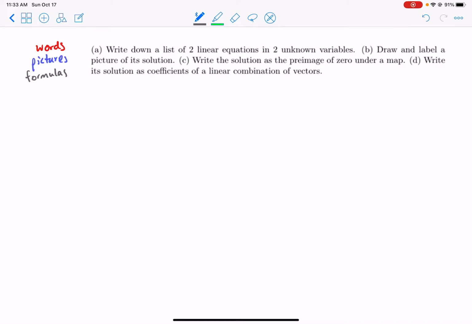Okay, hello everybody. So part A, write down a list of two linear equations in two unknown variables. Okay, so part A is the formula. Let's say like this, and maybe y equals 3. Okay, so I just invented these numbers, but the key is that I had two variables, x, y, and I have two equations, and there's no x squareds or xy or xy to the third, none of that, just linear, okay?